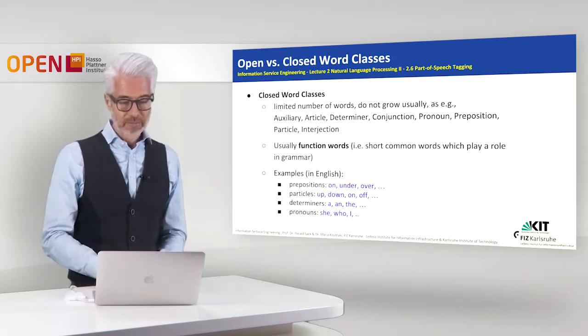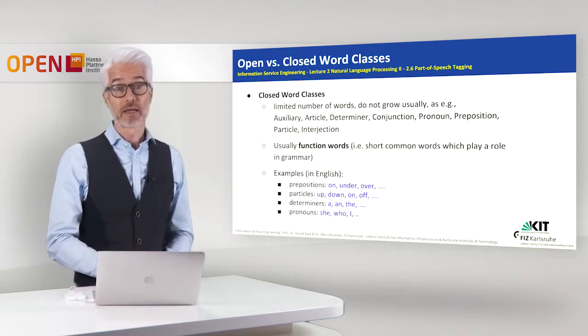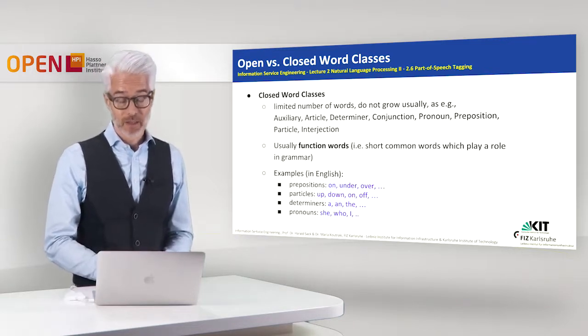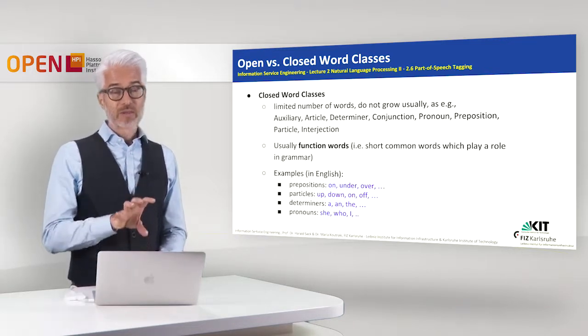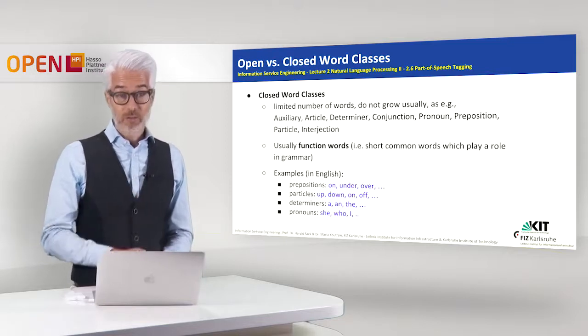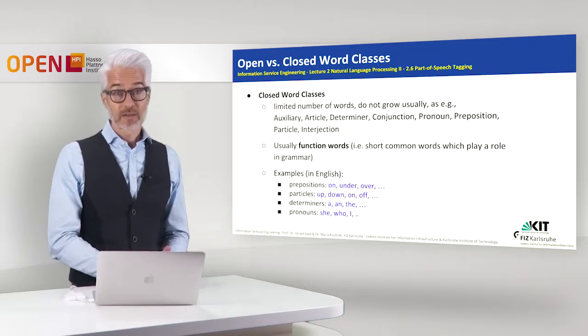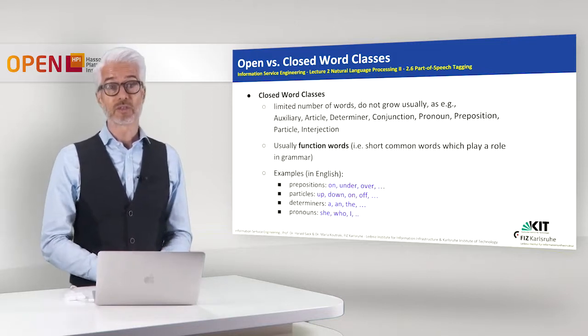But of course, these are not all potential classes. There can be even more. We will see this later on. Furthermore, we will talk about a property of these word classes which distinguish so-called open word classes and closed word classes. What is the difference?